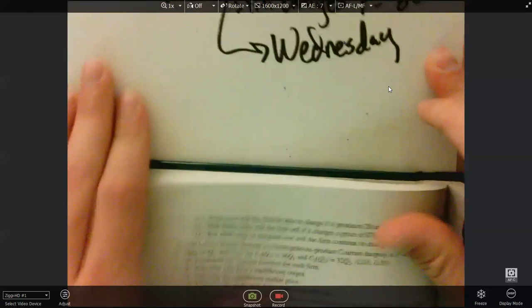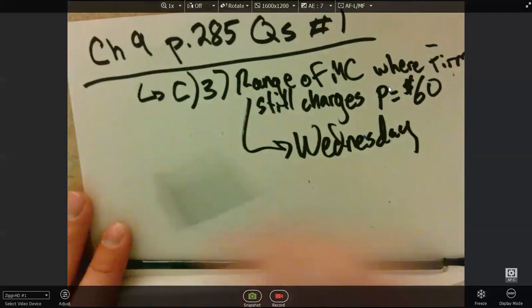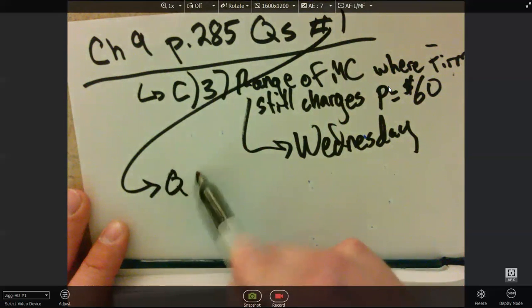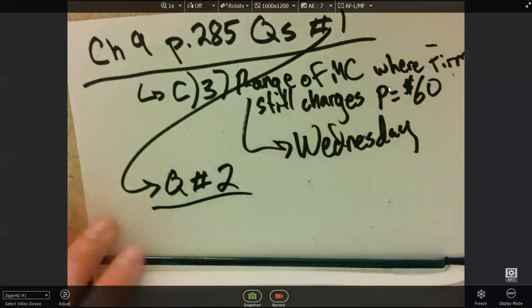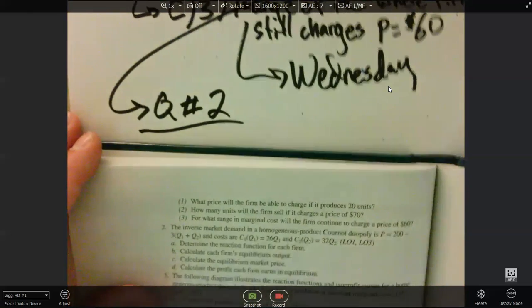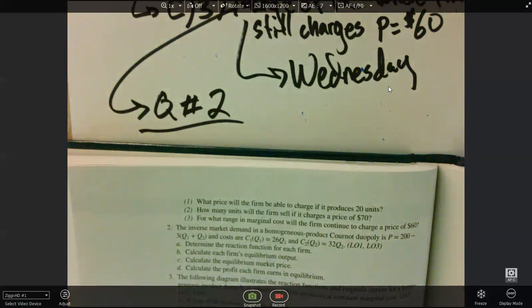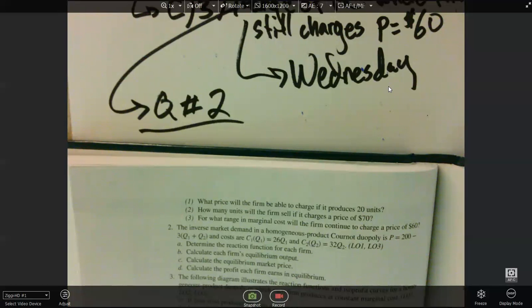All right, now let's jump to same thing, chapter 9, page 285, question number 2. We are told the inverse market demand for a homogeneous product for a duopoly is price equal to 200 minus 3 times Q1 plus Q2. The cost for the first company is 26 times Q, constant cost. Cost for the second company is 32 times Q, constant cost.